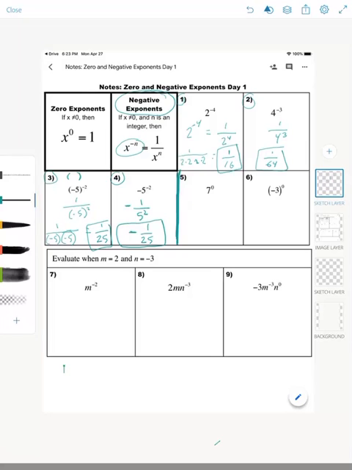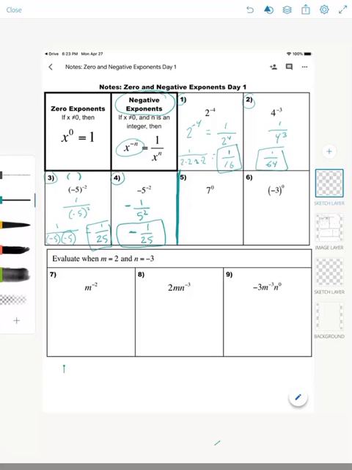Any number to the 0 power is equal to 1. It doesn't matter what that number is. We'll get into it later, there's a lot of debate about what if you have 0 to the 0 power, but for now, let's just forget about that and just say any number, whether it's positive or negative, if you raise it to the 0 power, by definition, it's equal to 1.